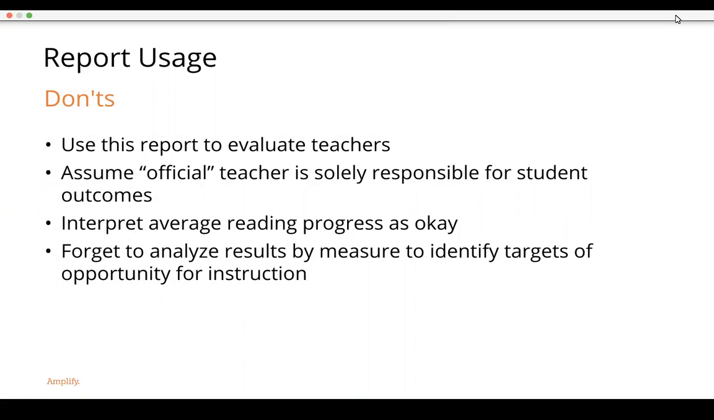We also would recommend that you don't interpret average reading progress as okay. And we also don't want to forget to analyze results by measure to identify targets of opportunity for instruction. We don't want to just look at that composite score.